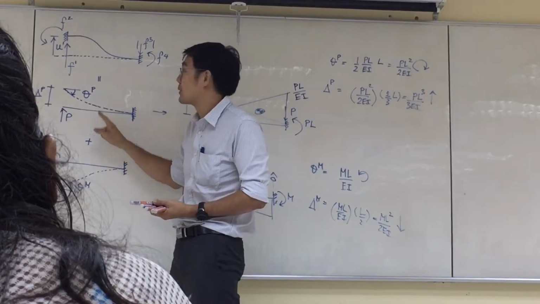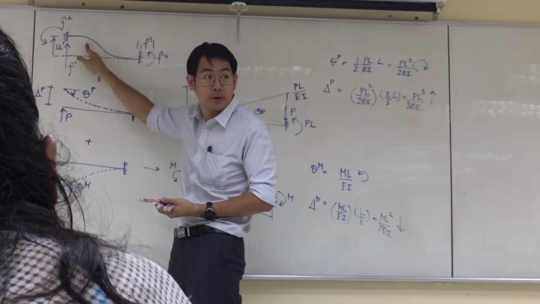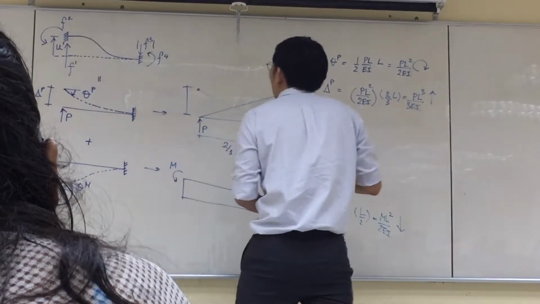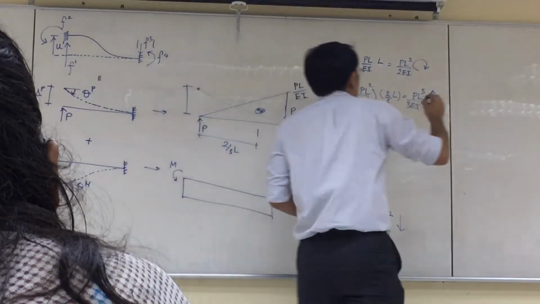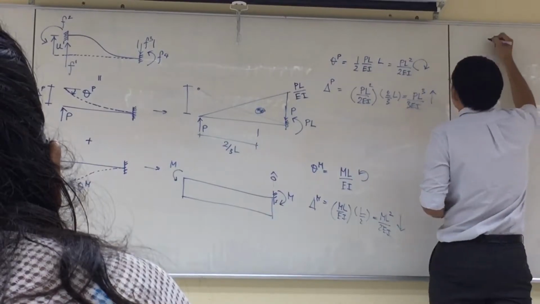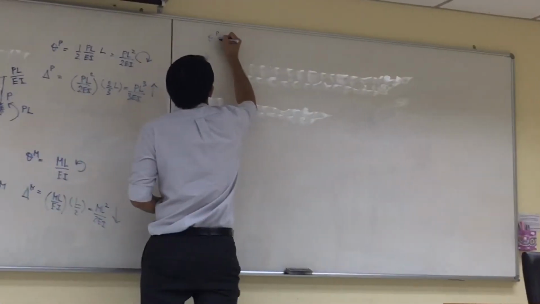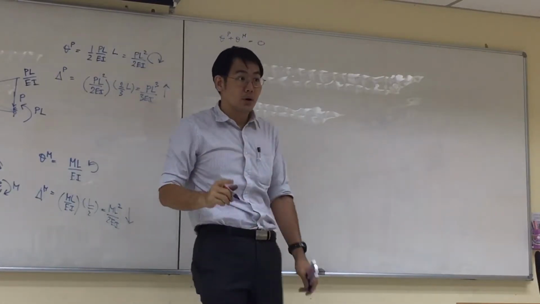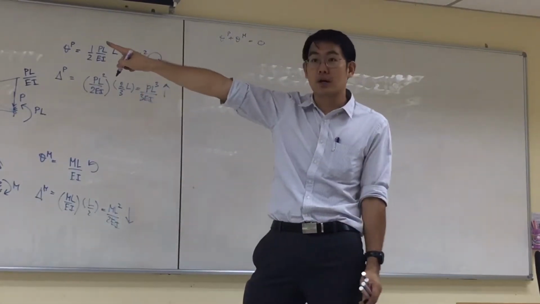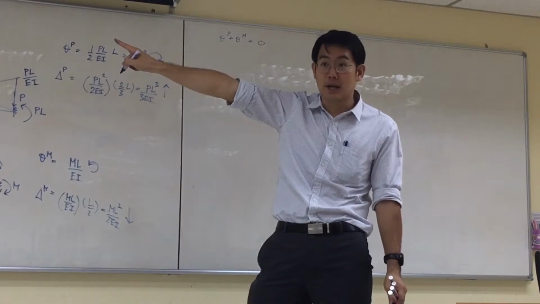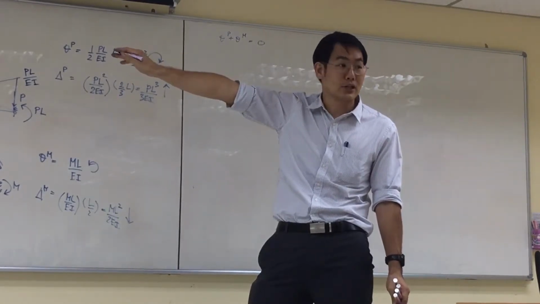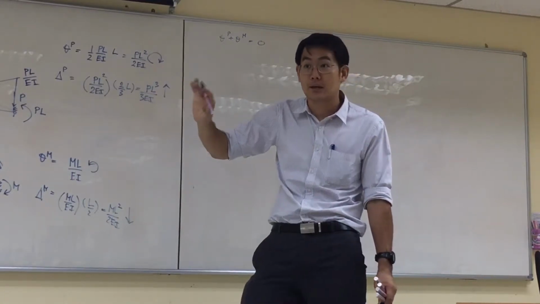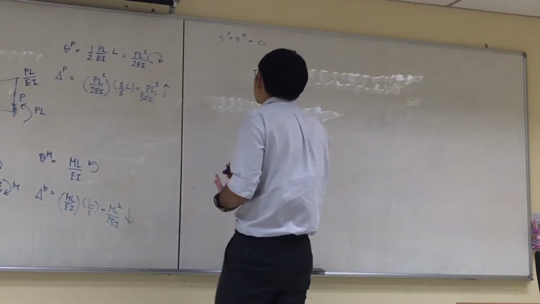Keep in mind that this is your final product, your final result. So for this case, you need to have theta P add up with theta M being 0. Okay? At the left joint, you cannot have any rotation. So 0 rotation, theta P and theta M must cancel out completely. Okay? So that's the first condition.